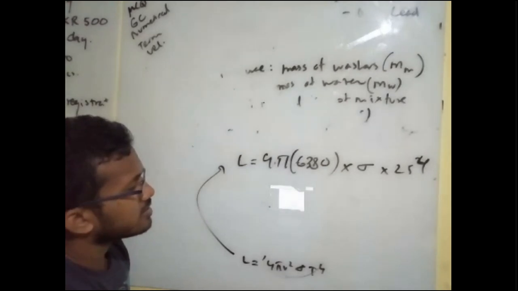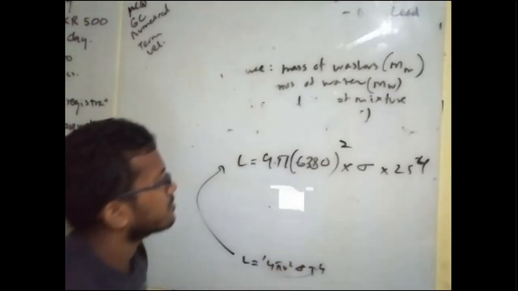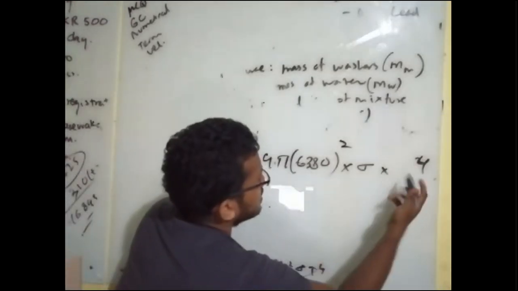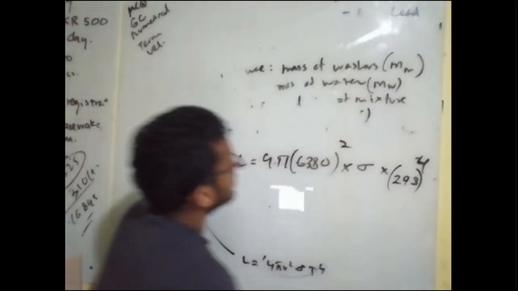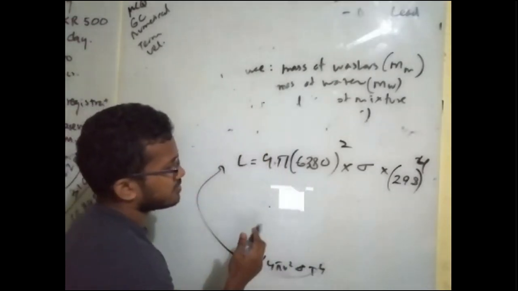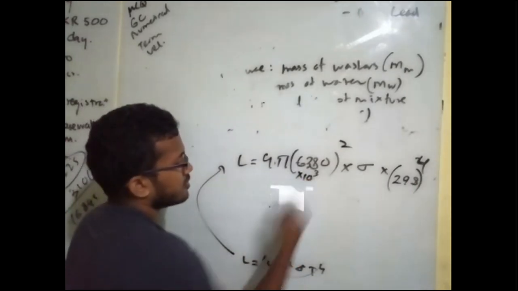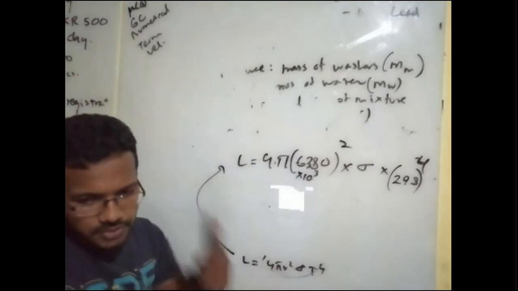There are two more errors. Shouldn't the temperature be in Kelvin? Good. Very good. And the radius is actually supposed to be in meters, so it's times 10 to the 3. Very good. That's great. That's very good to see.